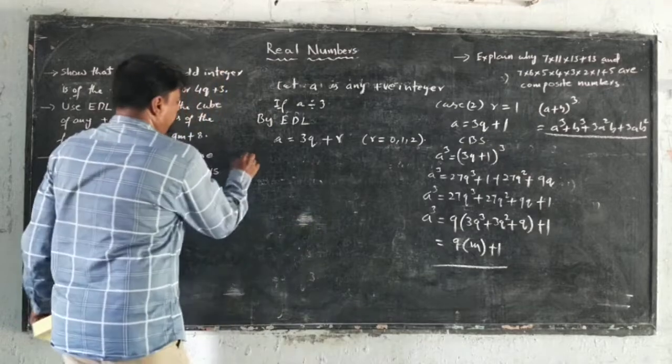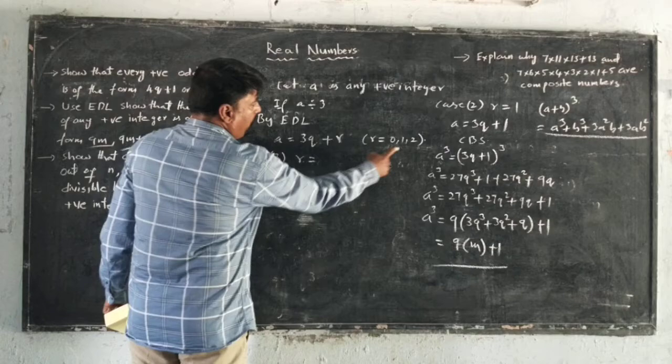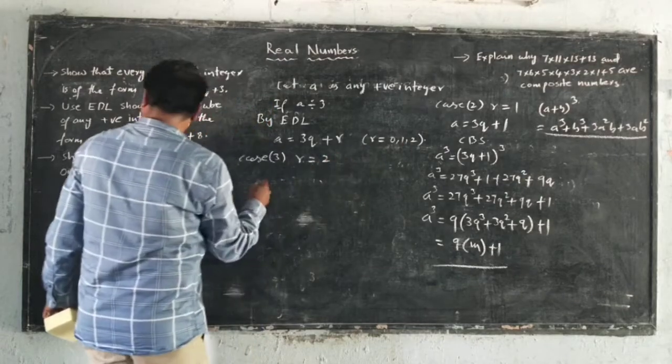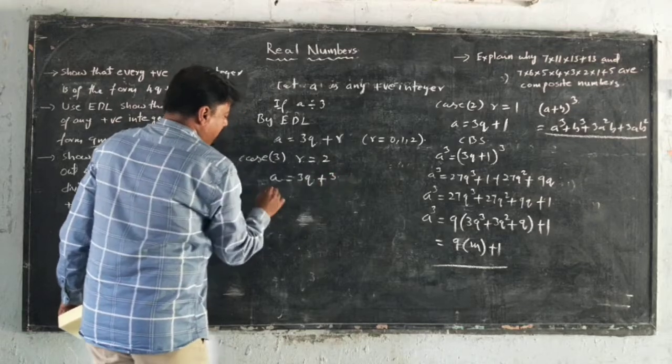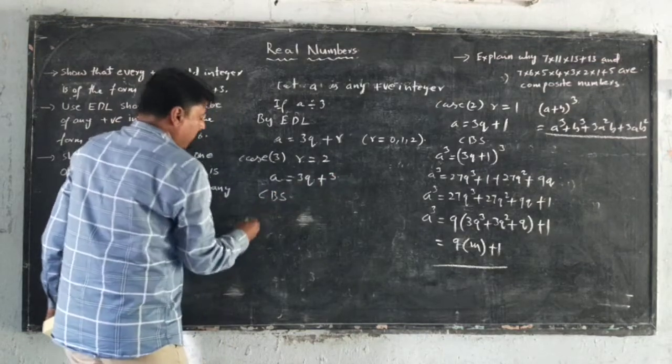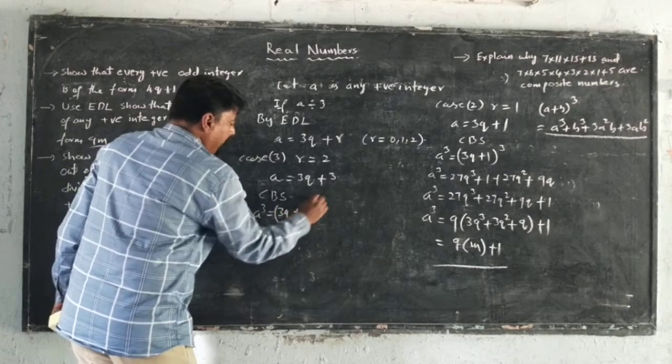So in case 3, if you observe, r is equal to 2. Therefore, a is equal to 3q plus 2. Again cubing on both sides, a cube is equal to (3q plus 2) whole cube.